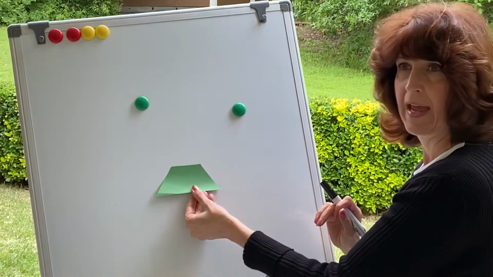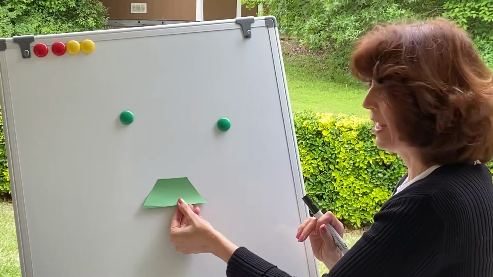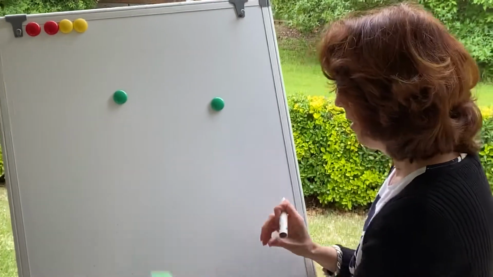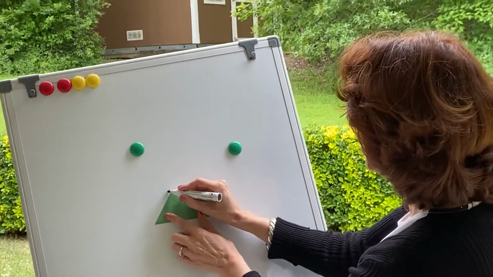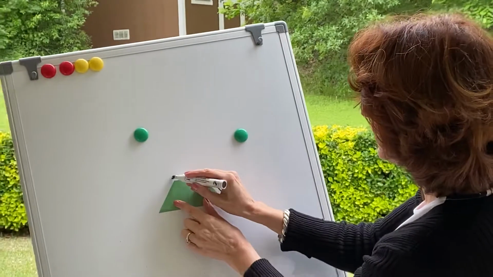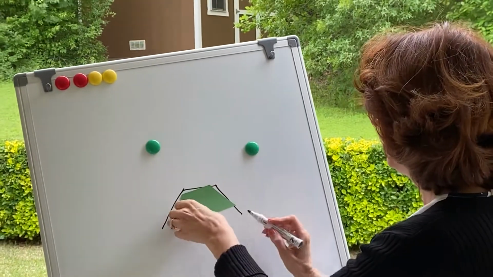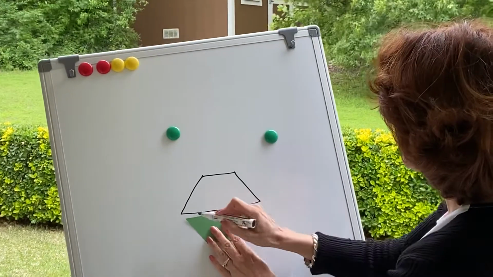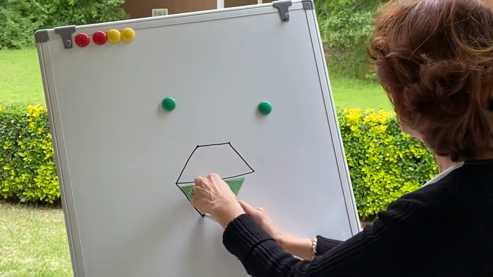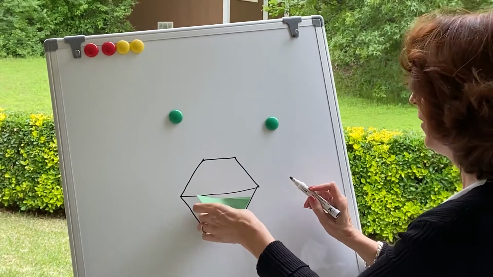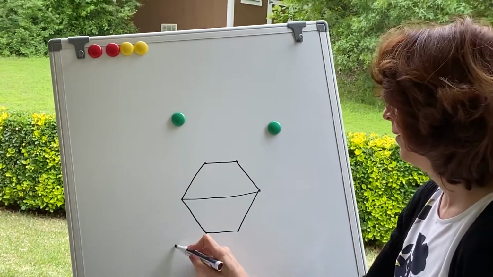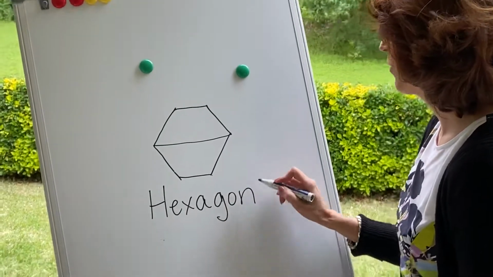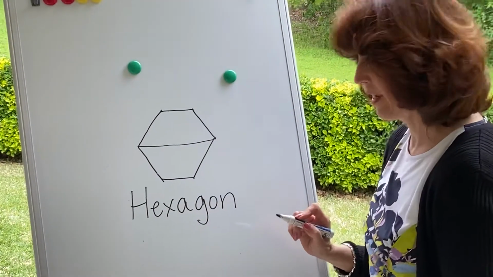If I were to ask you what shape can be made with two trapezoids, I would take my trapezoid, trace it, okay. Then I take my trapezoid and trace it again. What brand new shape have I made? Why, I've made a hexagon. So my trapezoid now is a hexagon.